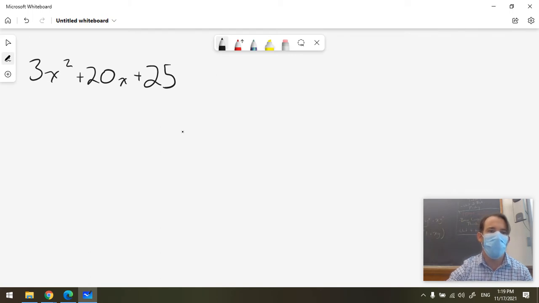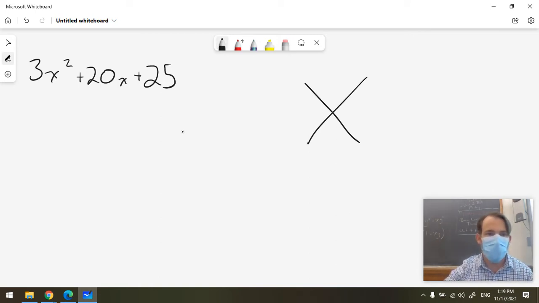Well, first, always check for common factors. Is there any number that's divisible by 3, 20, and 25? Or that all three of those numbers are all divisible by? No. No, because 3 is prime and 20 is not divisible by 3, so there's not going to be a number.